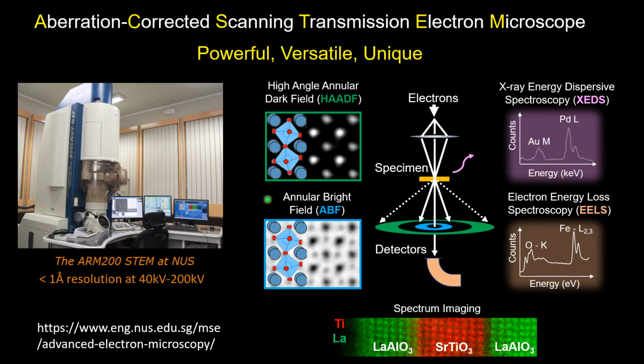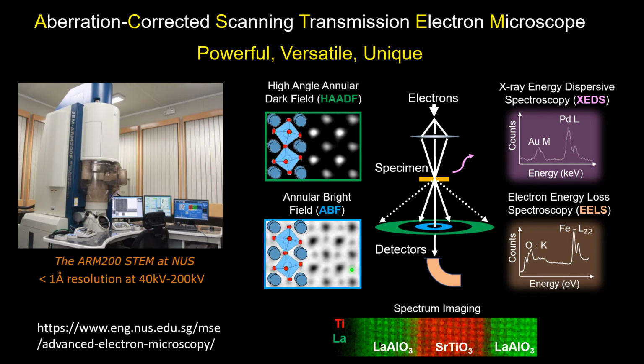A focused electron probe less than 1 angstrom in diameter will be rastering over a thin specimen, and different signals from electron-matter interaction can be collected to form different types of images. For instance, electrons scattered into higher angles can be used to visualize heavier atoms, such as transition metal cations, while the electrons scattered onto lower angles can be used to observe lighter atoms, such as oxygen.